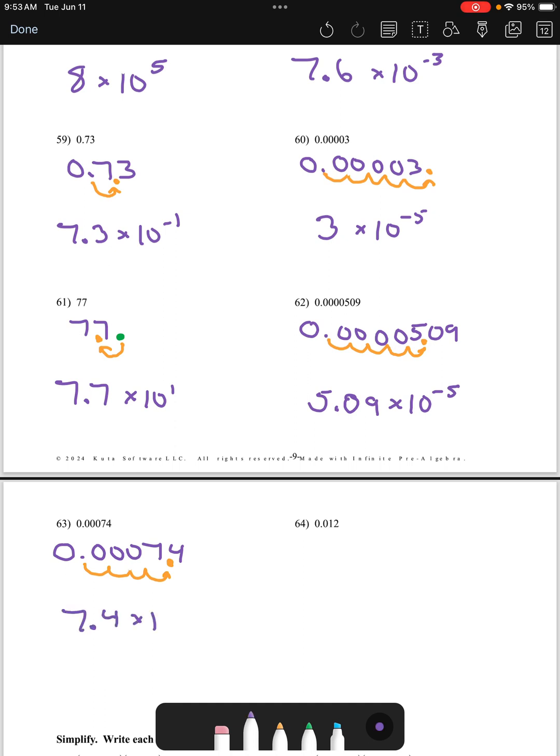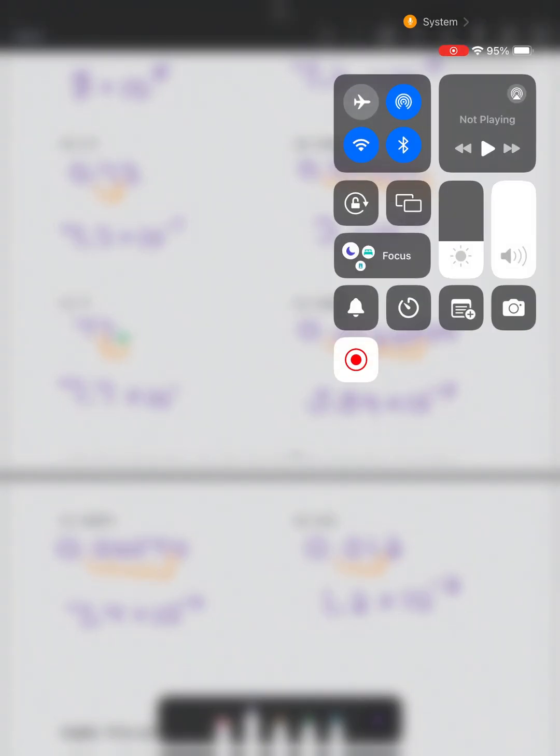Decimal point in number 63 needs to go between the 7 and the 4, which means it must move 1, 2, 3, 4 times to get there. 7.4 times 10 to the negative fourth. And finally, in number 64, we need to put the decimal point between the 1 and the 2 so that only a single thing is to the left side of it, the 1. It would require us 2 moves to make that happen. So we have 1.2 times 10 to the negative second.